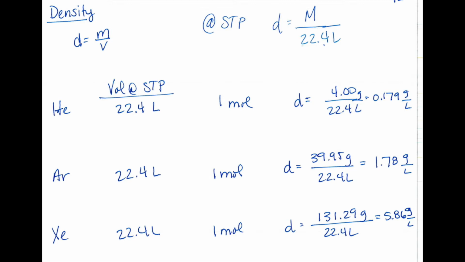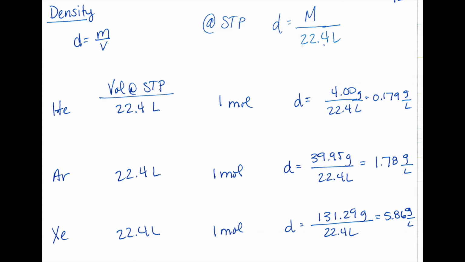For argon, my molar mass is 39.95 grams. When I divide by 22.4 liters, I get a density of 1.78 grams per liter. For xenon, my molar mass is 131.29 grams, and when I divide by 22.4 liters, I get a density of 5.86 grams per liter. Notice that as the mass of my gaseous particles goes up, the density for my gaseous sample also goes up. In each of these samples, we have 6.022 times 10 to the 23rd atoms, but as my atoms become more massive, the density of my gaseous sample goes up.